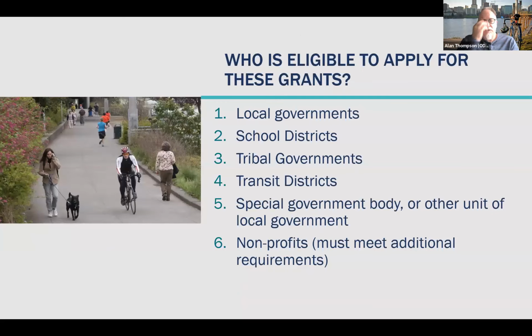So who's eligible? Local governments, school districts, tribal governments, transit districts, a special government body. Sometimes it's like a park and recreation district or other unit of local government. Nonprofits are eligible now. The federal government has changed their rules. And so now nonprofits are eligible, but because of the way it's structured in Oregon, you have to be a certified agency to be able to administer a federal grant, or ODOT will do it for you. No nonprofit is eligible or meets the criteria to be a certified agency. So therefore, ODOT would administer this grant for you.